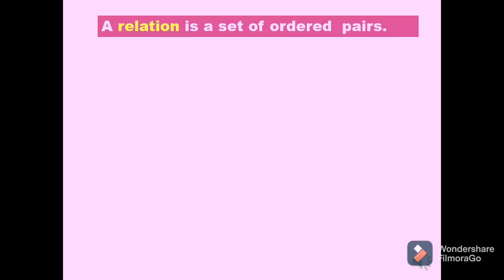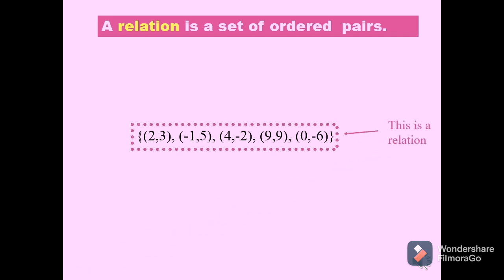For today's lesson, we have lesson number 1, which is relations and functions. A relation is a set of ordered pairs. For example, the set of (2, 3), (-1, 5), (4, -2), (9, 9), (0, -6). This is a relation.